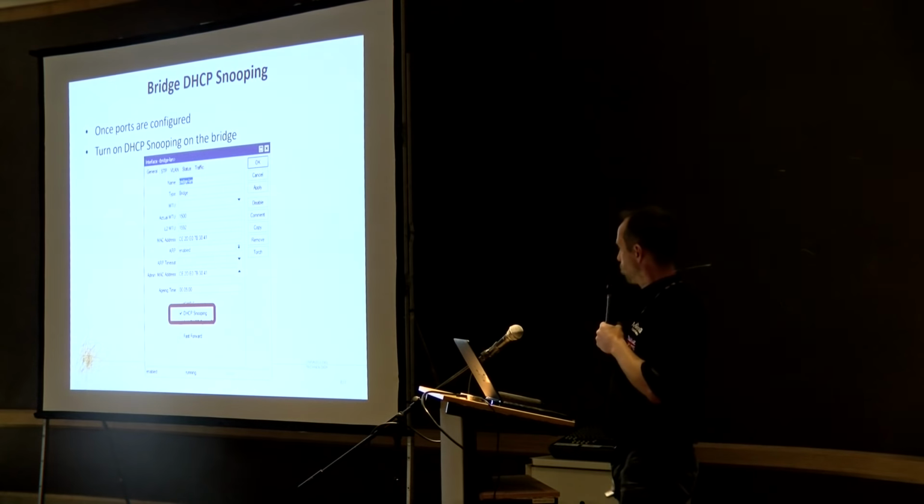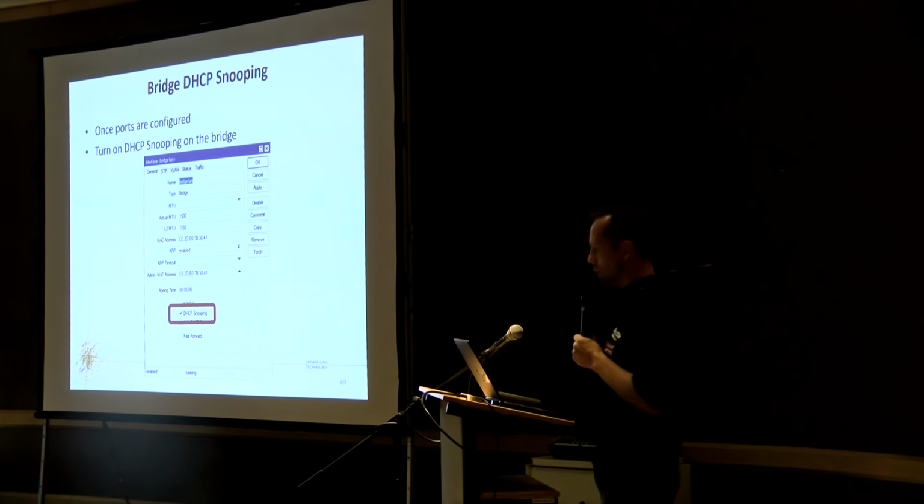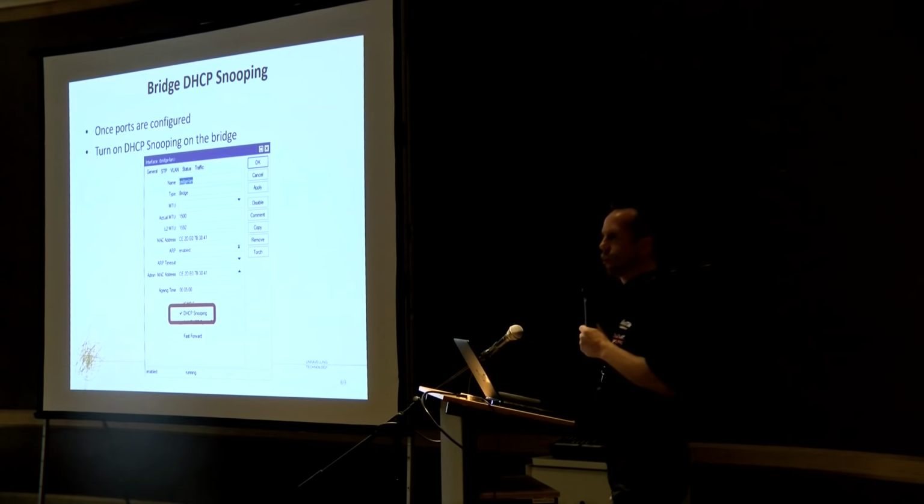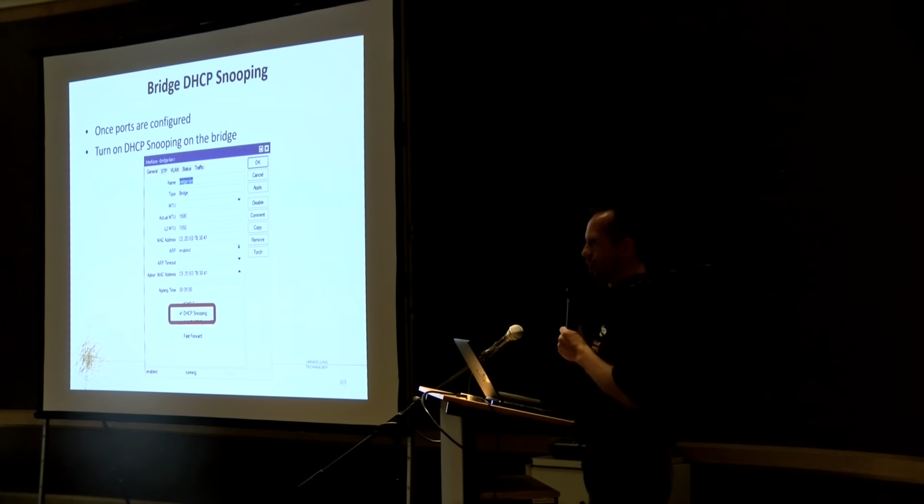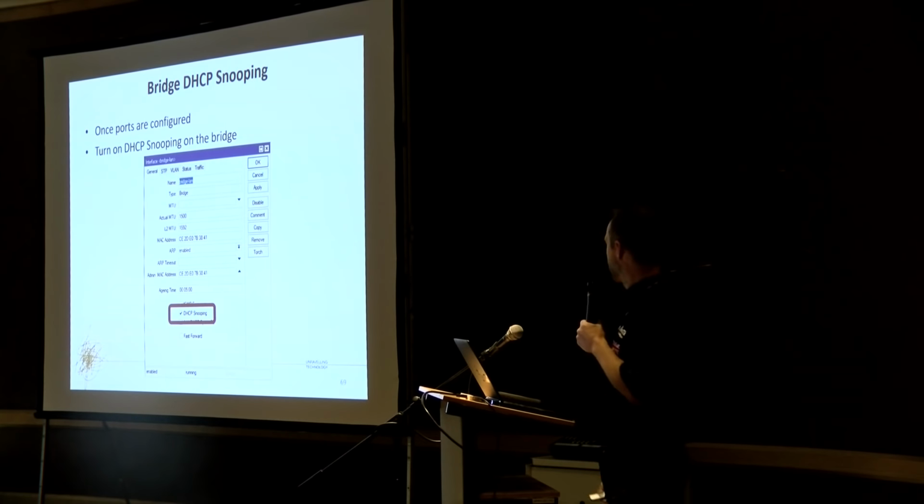And then on the bridge, it is as simple as enabling DHCP snooping. I do strongly recommend, in the same way as with the VLAN, that you create the trusted ports before turning on DHCP snooping, because otherwise DHCP won't work. And there you are.